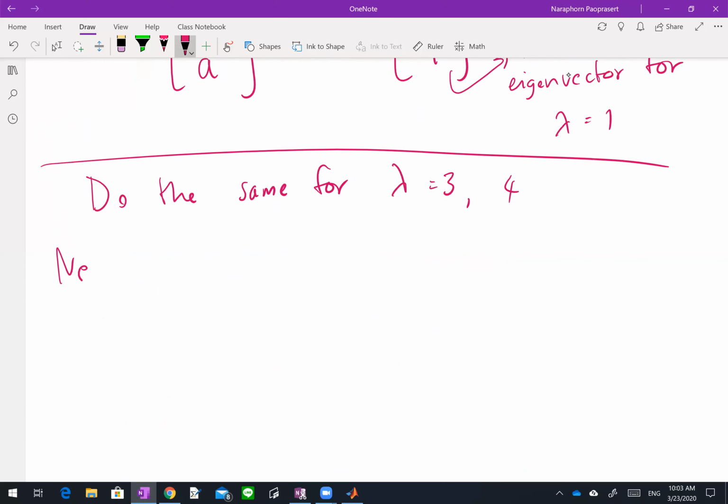Next, we're going to move on to MATLAB to see how we can solve for the eigenvalues and eigenvectors using the built-in function in MATLAB. So I'm just going to stop this video now, and we'll start the next video for the MATLAB session.